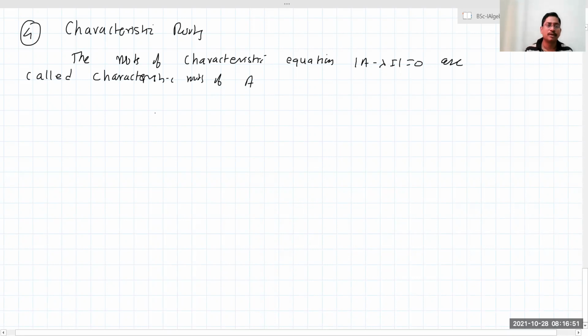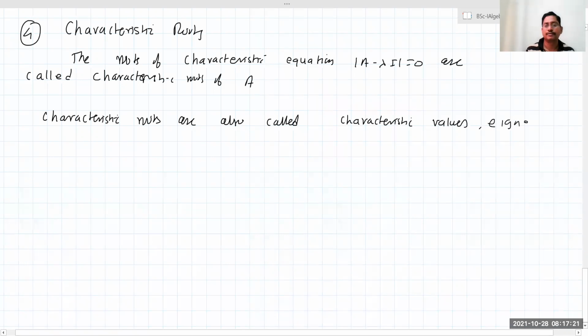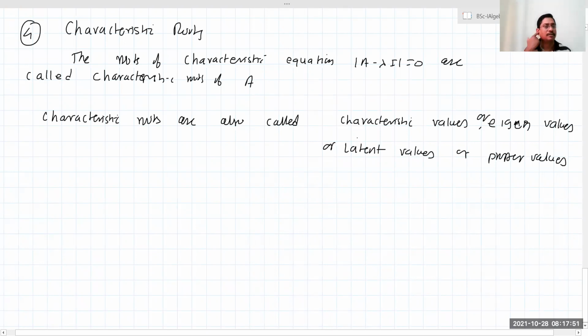Just as a person has many names, the characteristic roots have many names. The characteristic roots have alternative names. The characteristic roots are also called characteristic values, eigenvalues, latent values, and proper values. All of these are the same. Whenever I say characteristic roots, it means characteristic values, eigenvalues, latent values, and proper values. So there are five names in total for this.